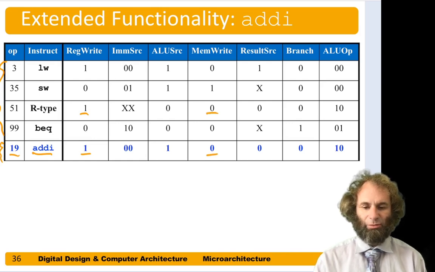Mem write is 0 because we're not accessing memory. Result source is 0 because we're taking our answer from the ALU result. Branch is 0 because it's not a branch. ALU op is 1, 0 because we need to look at the function field to figure out what instruction it is. But the difference is in these 2 columns. ALU source is 1 instead of 0 because we want to take our second source from the immediate rather than from the register file. And IMM source is 0, 0 because we need to treat that immediate as an I-type instruction and sign extend accordingly.